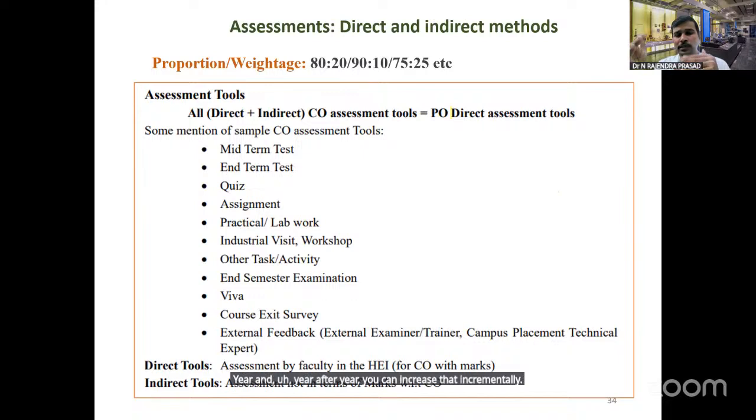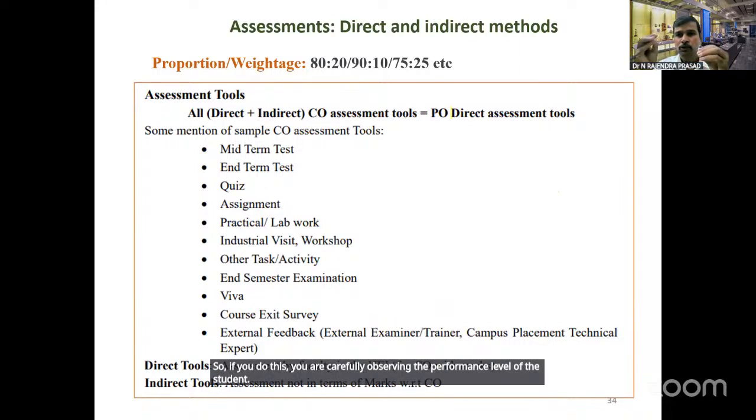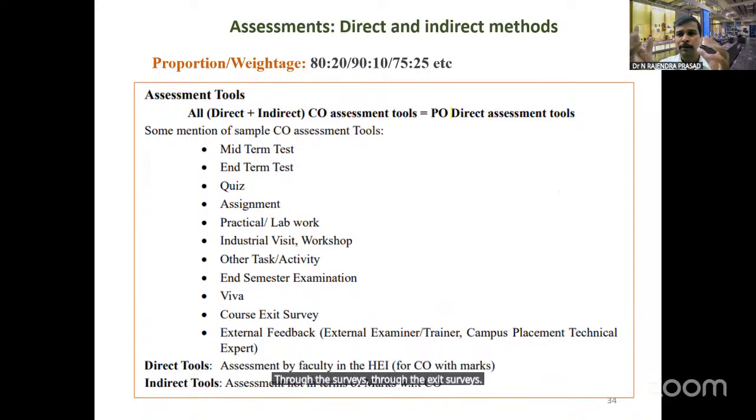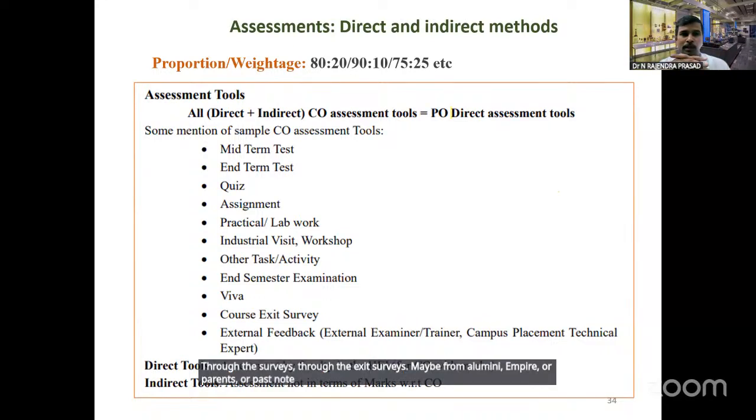So if you do this, you are carefully observing the performance level of the student through the surveys, through the exit surveys, maybe from alumni, employers, or parents, or passed out students.